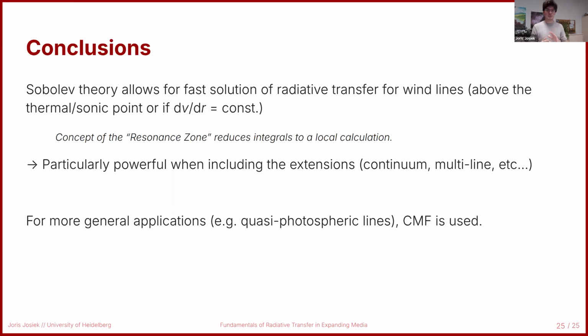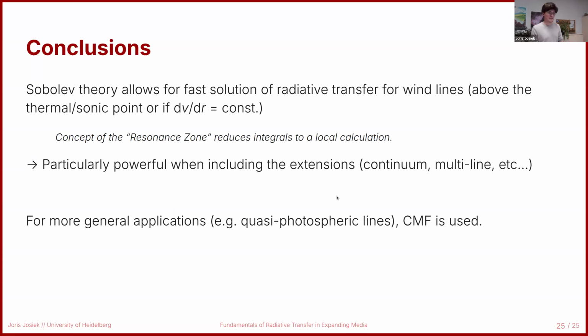And for this, we use the concept of the so-called resonance zone, which is the zone where a photon interacts with the medium, considering a single line. And approximating this resonance zone as being very small meant that we could reduce the double integration essentially to just a single expression. So this is very, very powerful, and it's particularly powerful when including all of the extensions that make it more realistic, such as the continuum, multi-line, and especially this Sobolev with exact integration method.